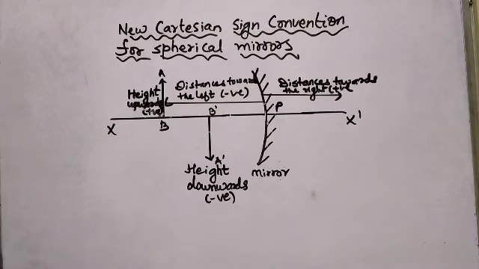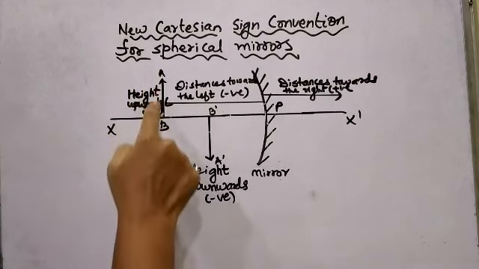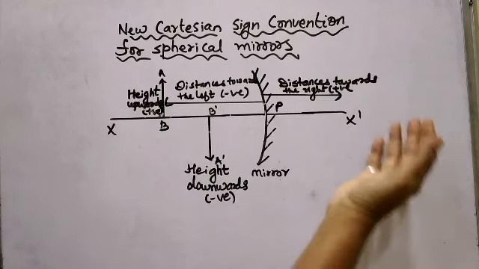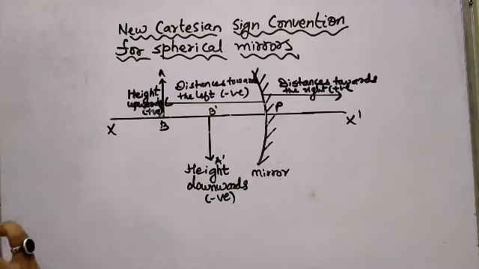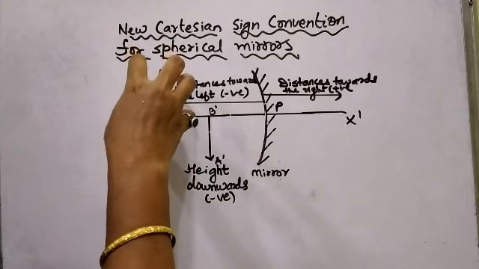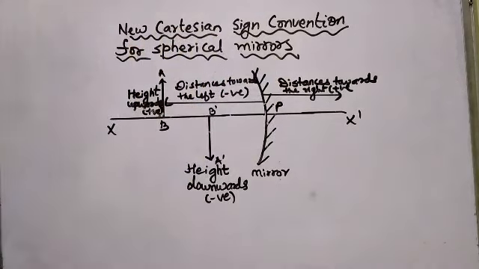The first sign convention is that the object is always placed on the left hand side of the mirror. Object can never be placed on the right hand side. What is the meaning of this? It means that whenever light falls from the object, it falls on the mirror from the left hand side. So what is the first sign convention? The object is always placed on the left hand side of the mirror.